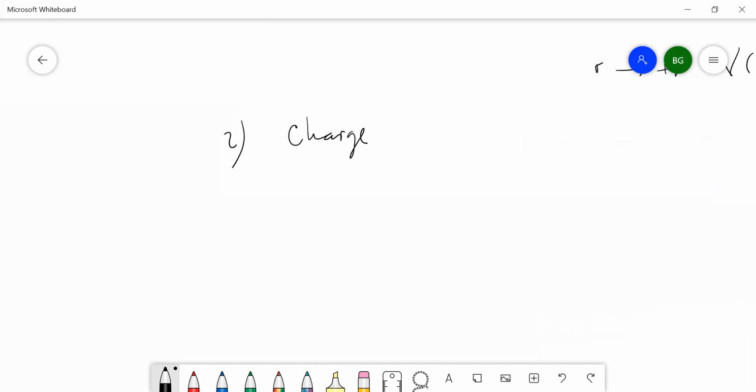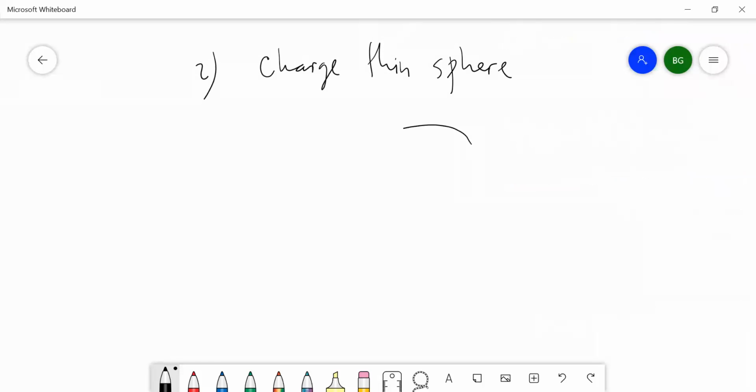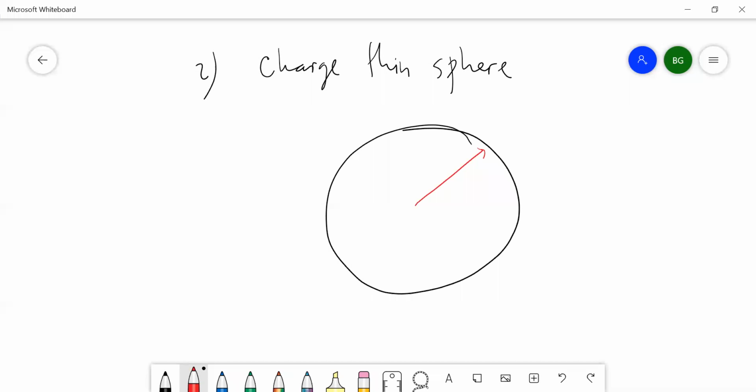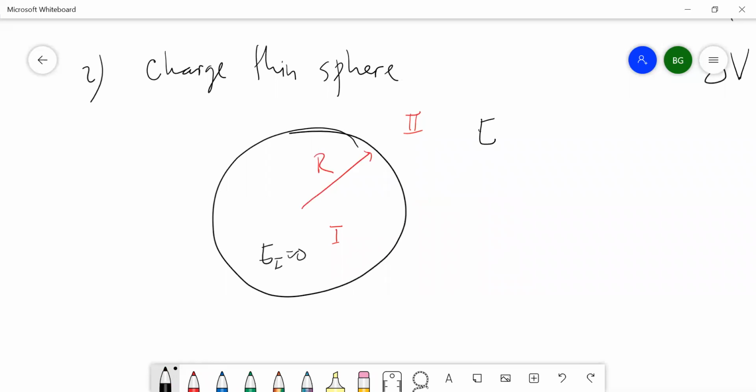Charged thin sphere. Okay, like this. We have the radius r here. This is region 1, this is region 2. We know that E1 here is 0, okay? And E2 here is Q over 4 pi epsilon 0 r squared.